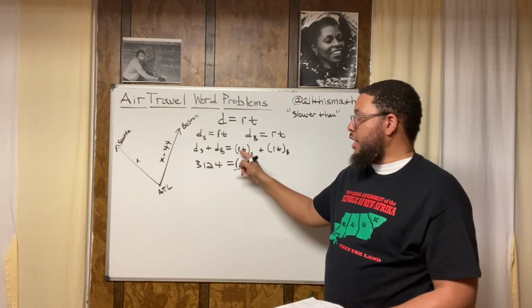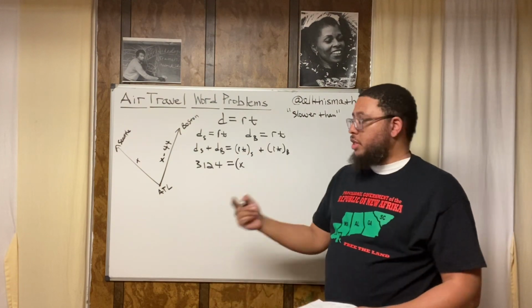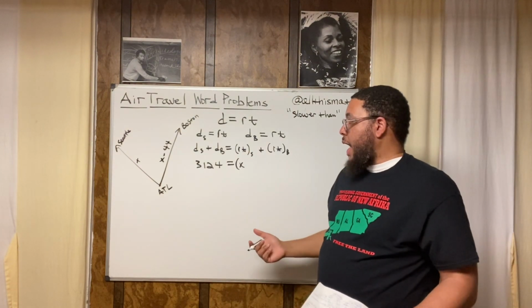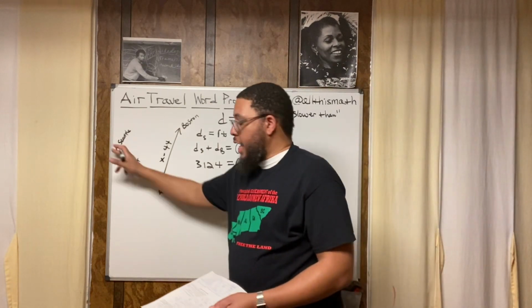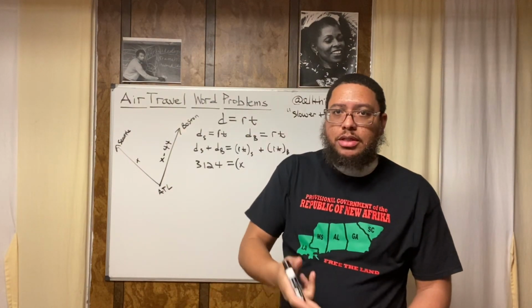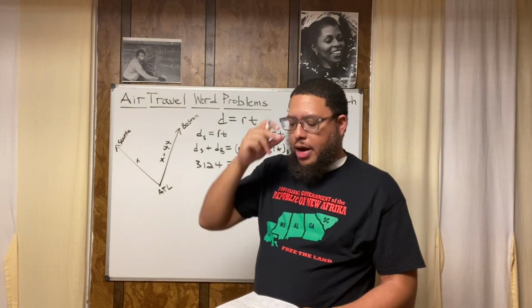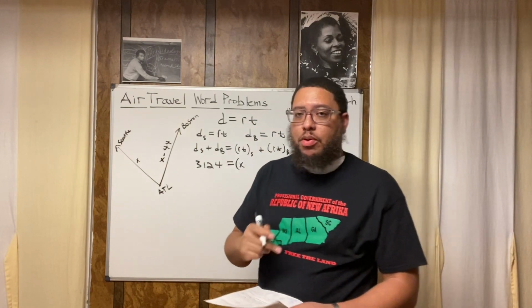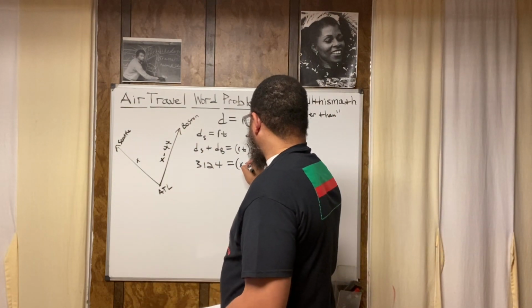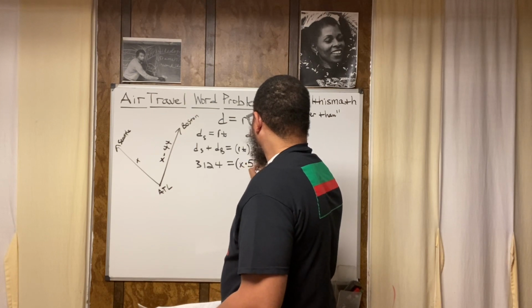There's no multiplication sign between, so that means R times T. So now we go back to the problem. We say, okay, well, how long was the flight to Seattle? The problem tells us that, so we know that number. The flight to Seattle was 5.2 hours. So we're going to say X times 5.2.